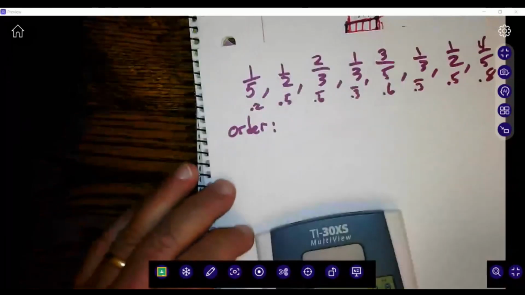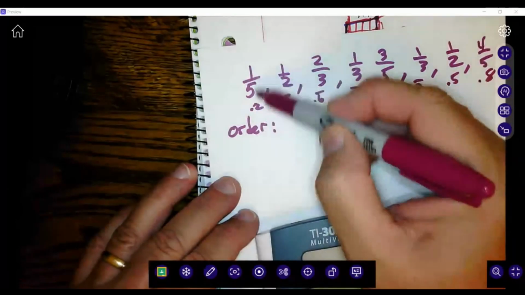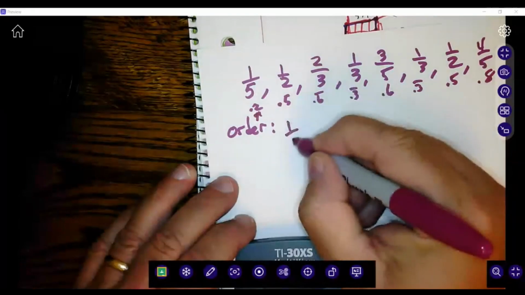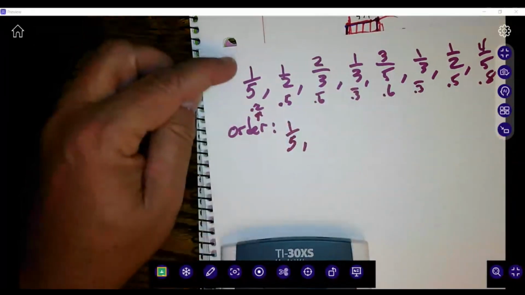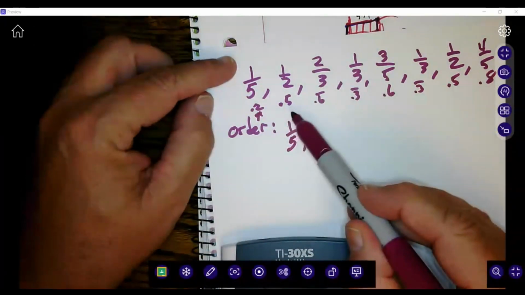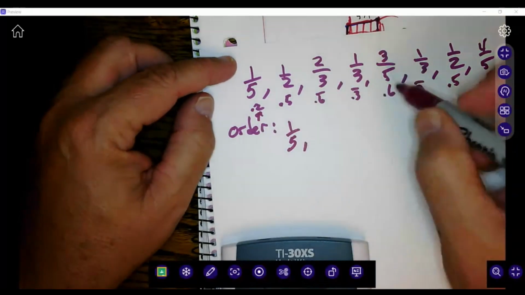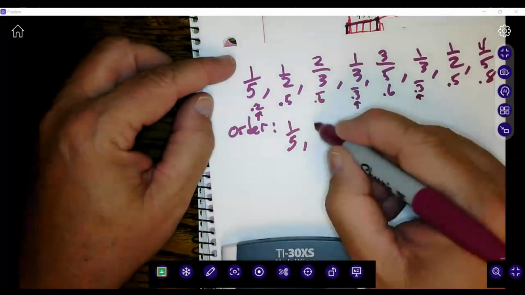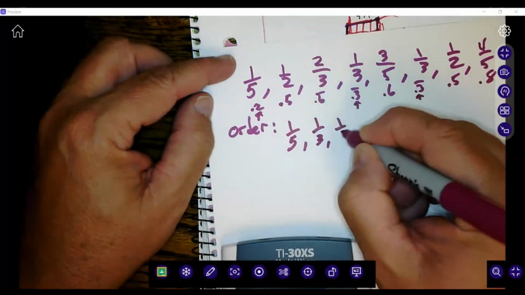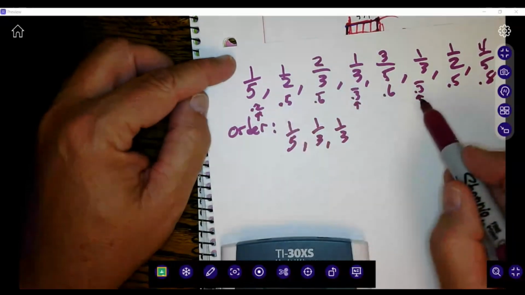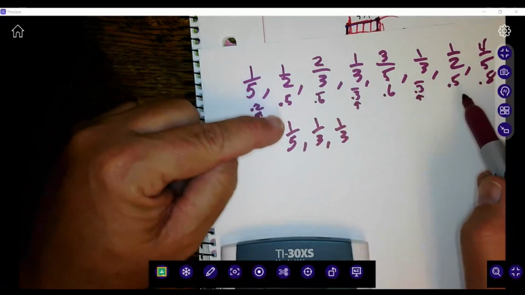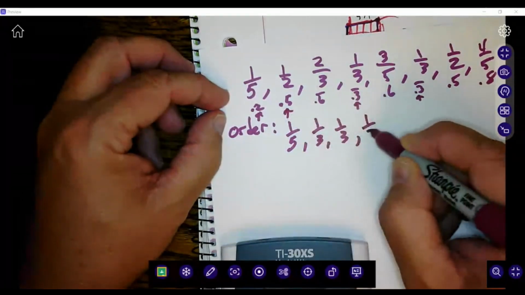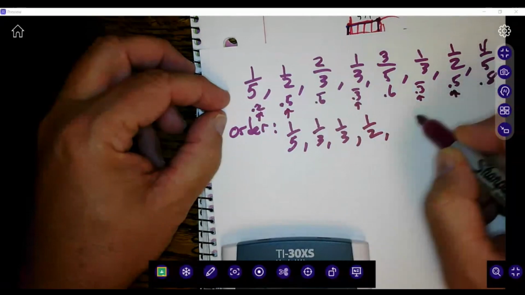So to put these in order, the smallest one is 0.2. So 1/5 is the smallest. Then we have some 0.3s. So I've got a 1/3 right there and a 1/3 right there. So 1/3, 1/3. So that takes care of those. Then I have some 0.5s. So those are next. 1/2, 1/2.